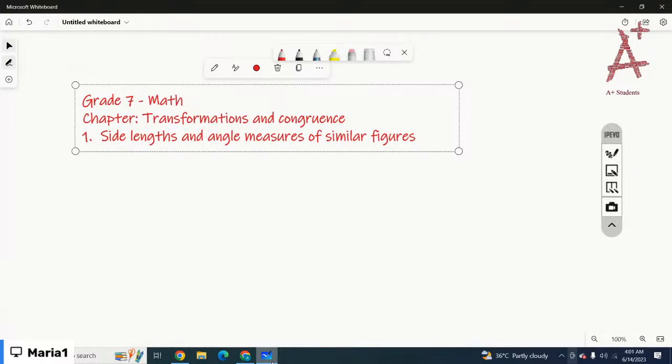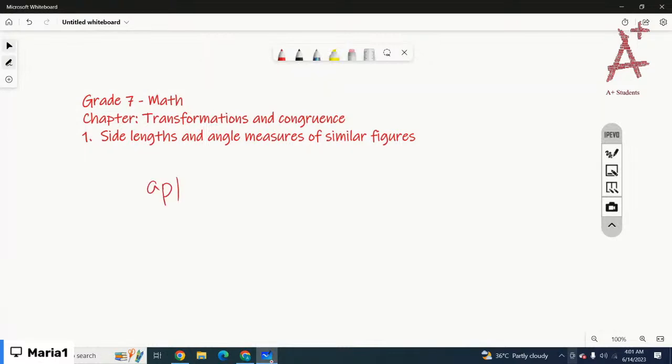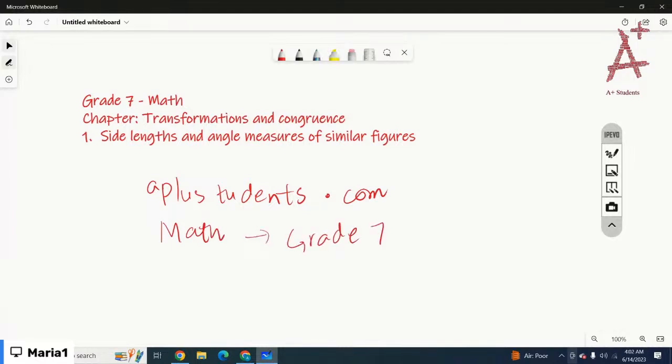We are here for grade 7 maths. You can find all the lessons on aplusstudents.com. You have to log in there using your email address and password as provided by the administrator. Then you have to select math from the subject tab. Scroll down to grade 7 and then click on view all lessons.